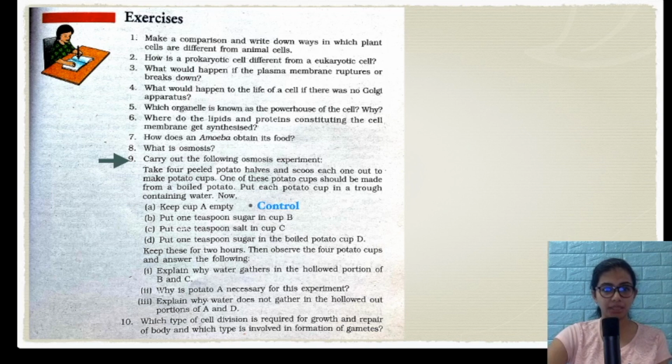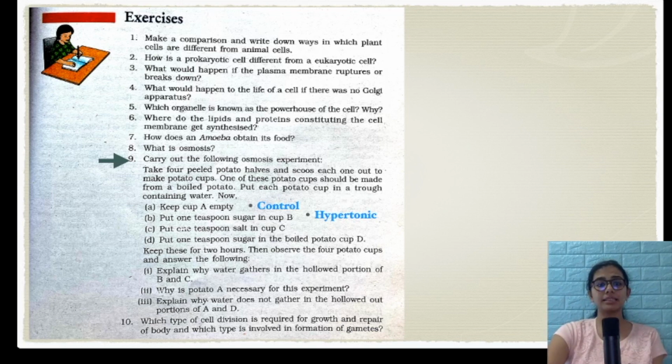Keep cup A empty. Now in B, we have put 1 teaspoon sugar. So sugar, a solute, is coming into play now, right? In that small potato cup, if you put some sugar, we are creating a hypertonic environment for those cells lying next to the sugar. Okay, so that means a hypertonic environment is created inside the potato cup.